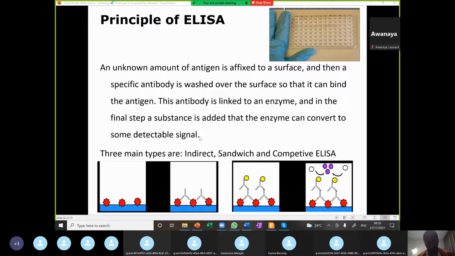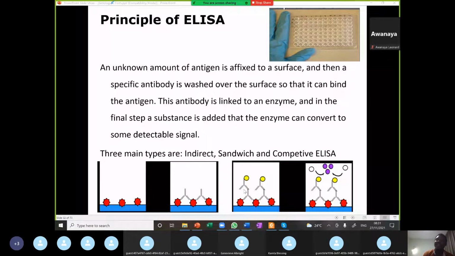So in the typical principle of ELISA, an antigen is fixed to a microtiter plate. This antigen concentration is unknown. Next, a primary antibody of known concentration is allowed to react with this antigen.